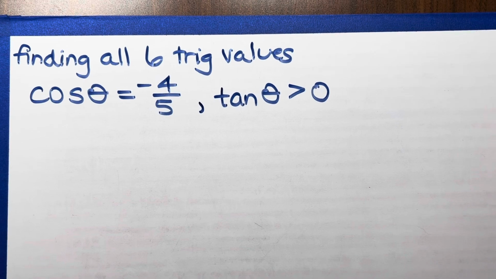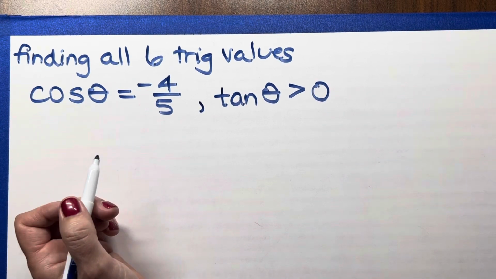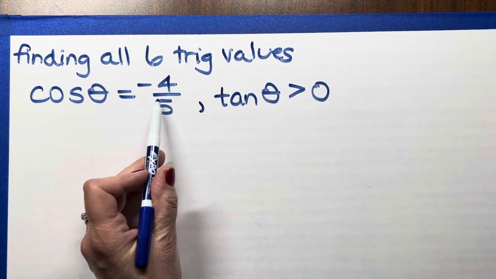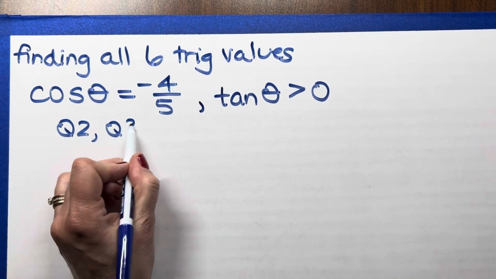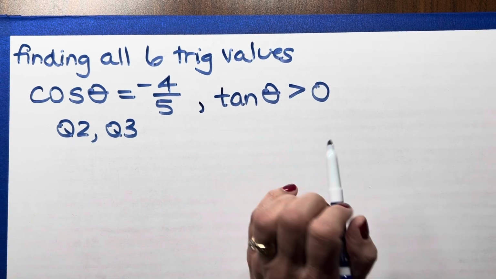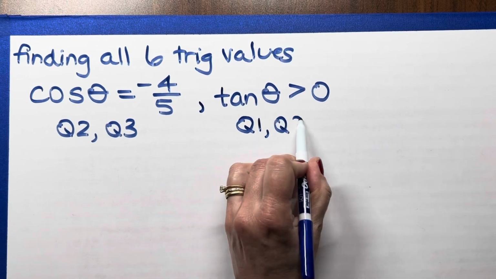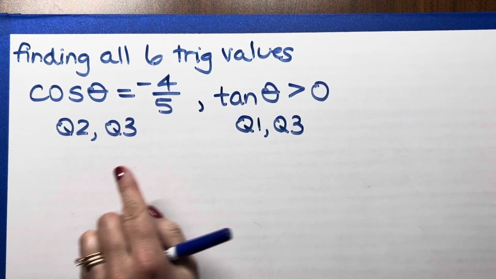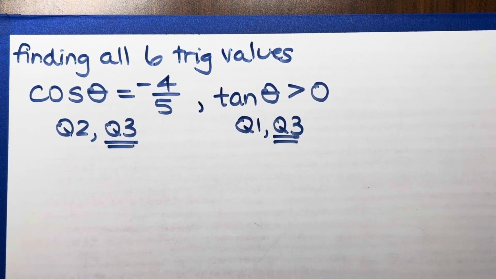With these 2 pieces of information, I need to narrow down what quadrant my theta is going to be in, and I'm going to do that by comparing these 2 values. The cosine is negative if we are in either quadrant 2 or quadrant 3. The tangent is greater than 0, meaning it's positive, if we are in quadrant 1 or quadrant 3. For both of these things to be true, the overlap is quadrant 3.